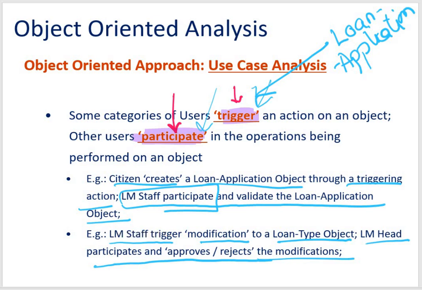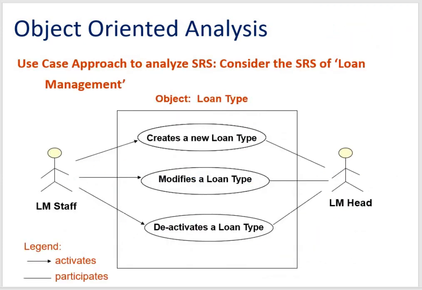Then loan management staff triggers the modification to a loan type object, and the loan management head participates and approves or rejects the modification. So in the second phase someone else triggered this, which is the modification to a loan type object, and this time my loan management head was participating in this task. So it's like switching between the people.